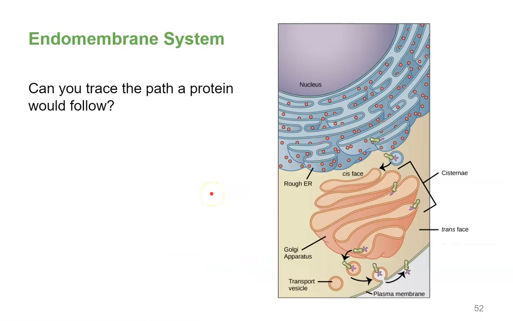Okay, so can we trace the path that a protein would follow? First I want to point out that ribosomes are not only found on the endomembrane system. Ribosomes are also out in the cytoplasm. If a ribosome in the cytoplasm creates a protein, that protein will typically stay in the cytoplasm. However, if a ribosome on the RER creates a protein, then it's subjected to the endomembrane system.